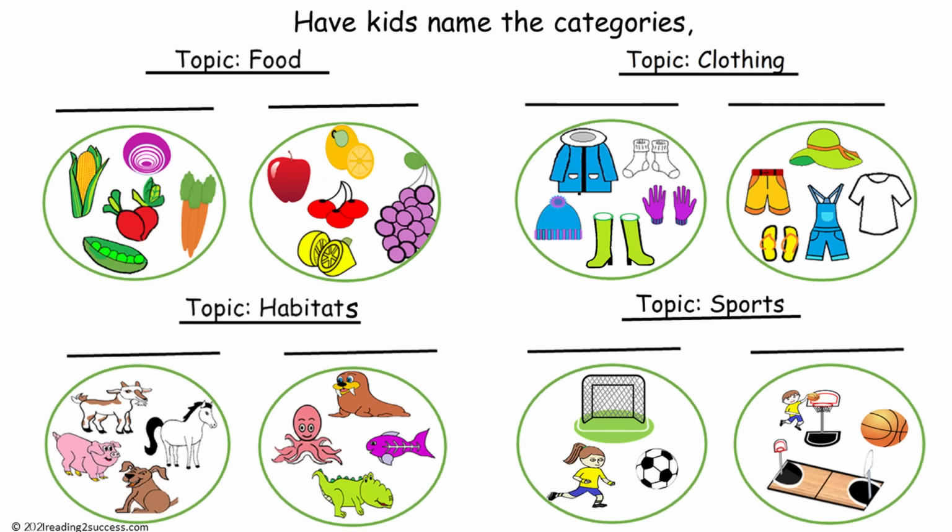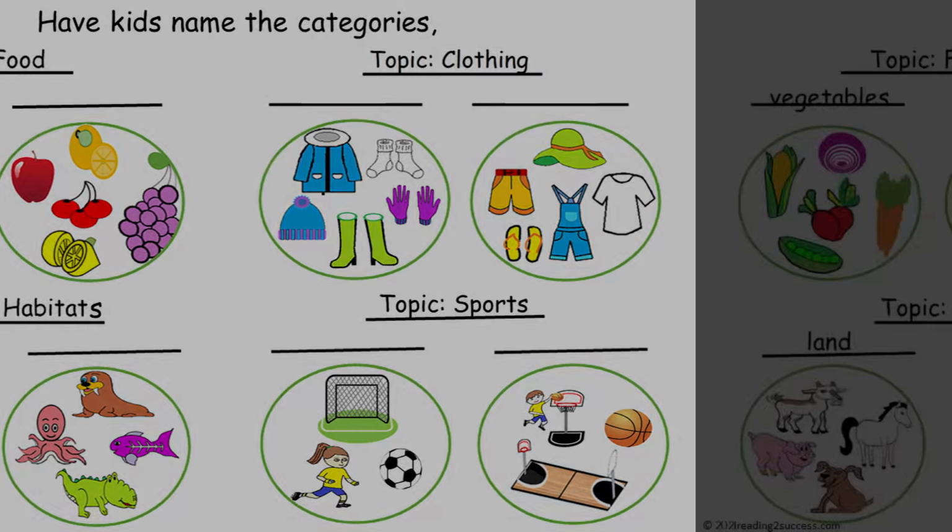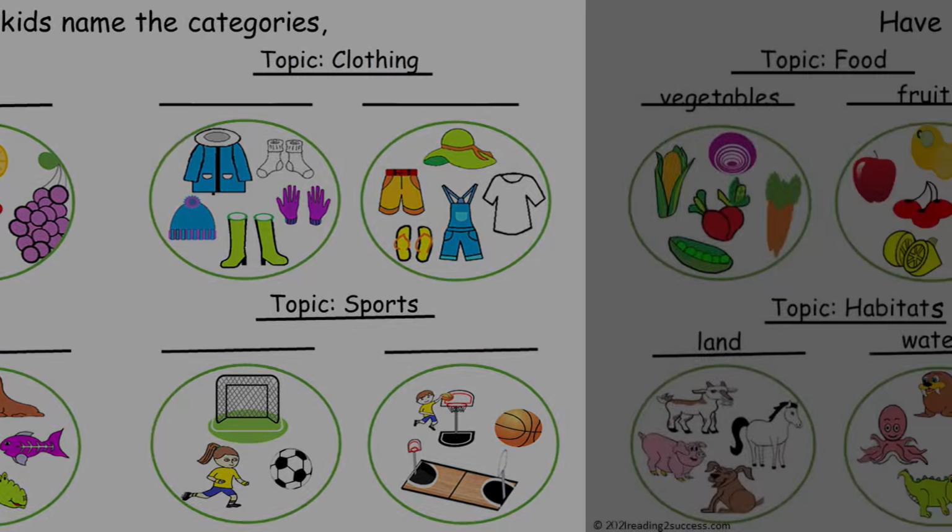Now have kids name the categories for each topic. The topic of food, then clothing, then habitats, and then sports. And this is a completed example. For the topic of food, we have vegetables and fruit. For the topic of clothing, we have winter and summer. For the topic of habitats, we have land and water. And for the topic of sports, we have soccer and basketball.